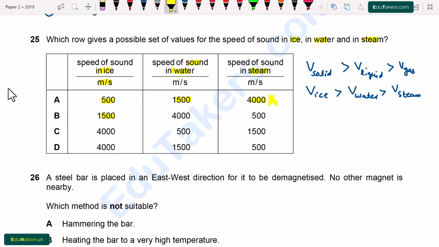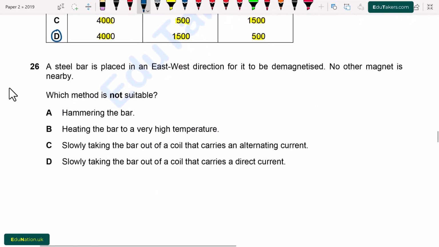B, 1500, 4000, 500. This is also incorrect. C, 4000, 500, 1500. Option D, 4000, 1500, 500. So option D is correct, because here the speed of sound in the ice is larger and the speed of sound in the steam is smaller. So option D is correct.